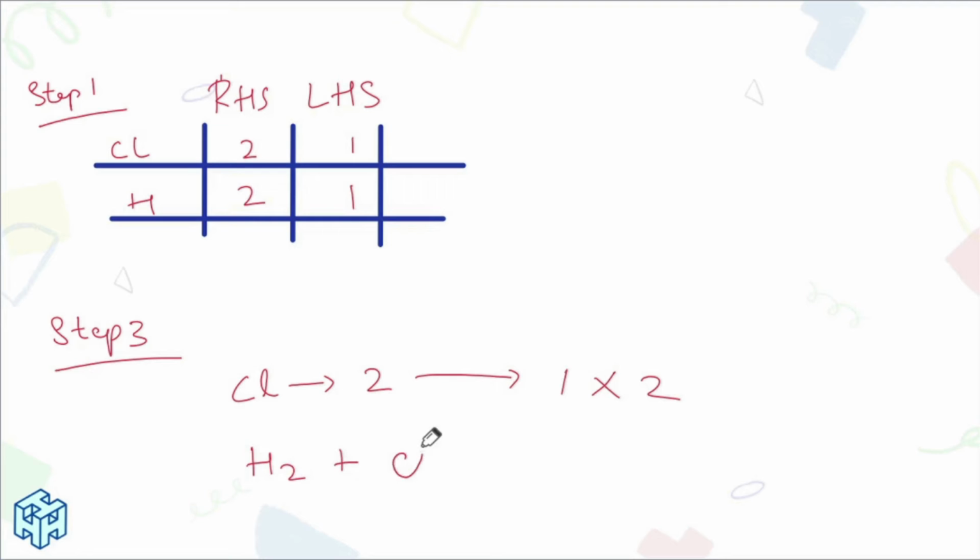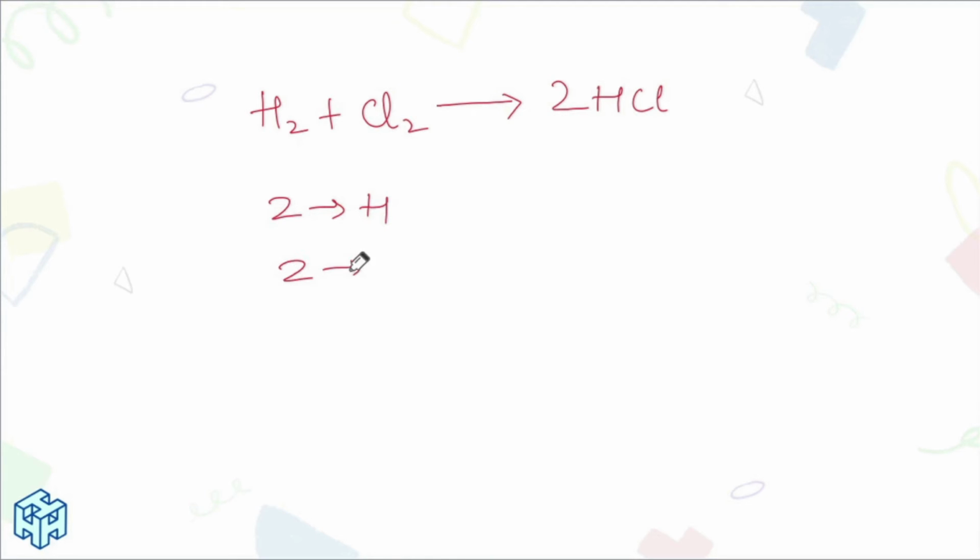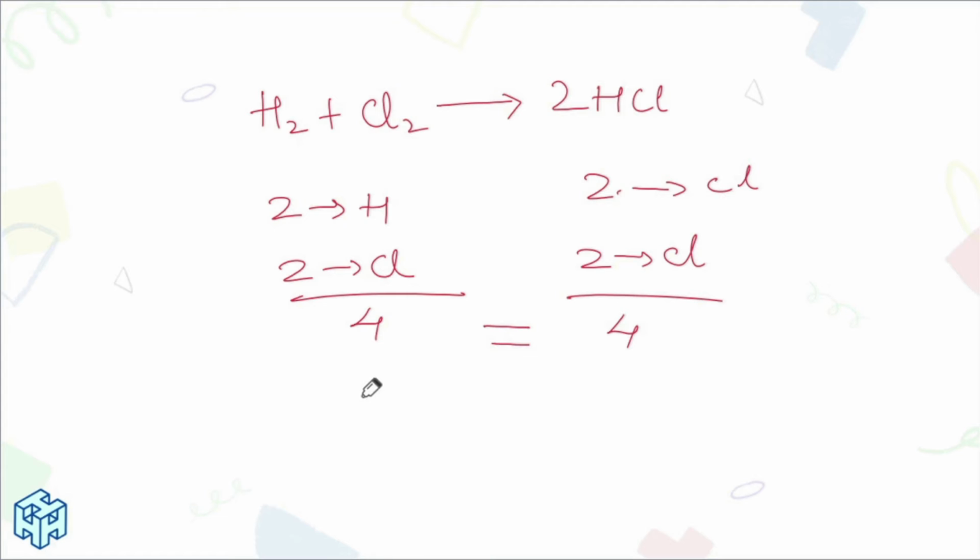H2 plus Cl2, we get 2HCl. Now let us count after this. H2 plus Cl2, we get 2HCl. Now how many atoms do we have? 2 hydrogen atoms, 2 chlorine atoms. Here we have 2 hydrogen atoms, 2 chlorine atoms. Total here 4, here it's balanced.